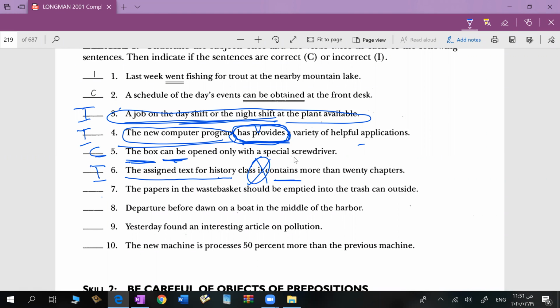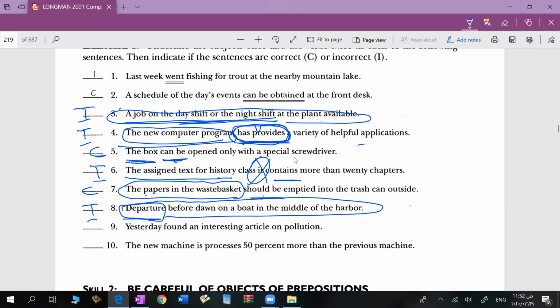The papers in the wastebasket, this is a noun phrase, should be the verb phrase emptied into the trash can outside, which is correct. We have the subject, we have the verb, no problem. Departure, noun phrase, before dawn on a boat in the middle of a harbor. Where is the verb? We do not have a verb here, so this is incorrect. It can be departure shall be or is scheduled before dawn. Now this would be correct.